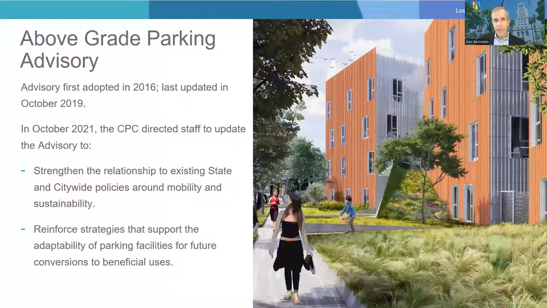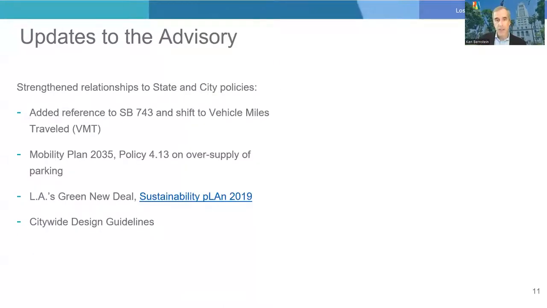And then in October 2021, the city planning commission directed staff to update the advisory to accomplish a couple of things. One is to strengthen the relationship of this guidance document to some of the state and citywide policies that I just mentioned, the state laws, as well as a number of these city ordinances and general plan policies around mobility and sustainability. That was one set of recommendations. And another was really to reinforce strategies that further support the adaptability of parking facilities for future conversion to other beneficial uses, such as housing, and to be more specific about some of those strategies.